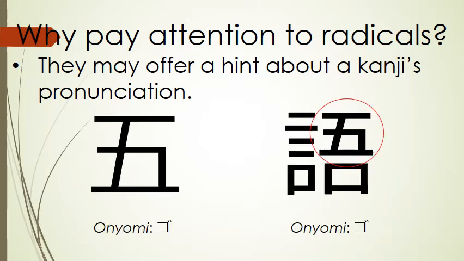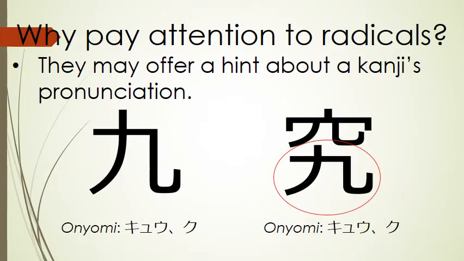For example, if we look at these two kanji, the one on the left means 5, the one on the right means language, but it contains the radical for 5. And both of them can be read as go. This would be one of their onyomi in each case. And another example of this, on the left here, we have the kanji for 9. On the right, we have our kanji for research, which contains the radical 9. And both of these, with their onyomi, can be read as kyu or ku.